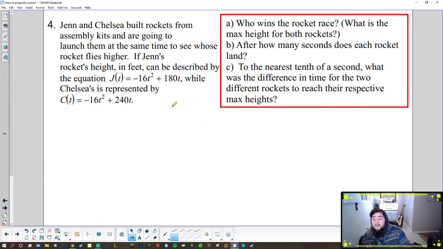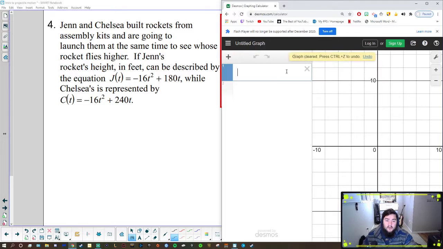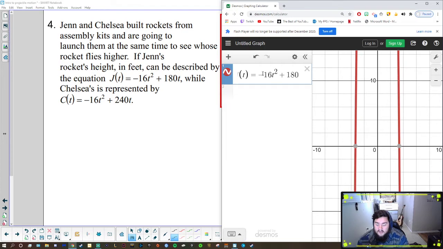So we have two rockets being launched, and we know a rocket will go up and it'll fall down. We want to first know who wins the rocket race. What is the max height for both rockets? So we're going to need to put in both of our functions. We have J of t for Jen equals negative 16 t squared plus 180 t.